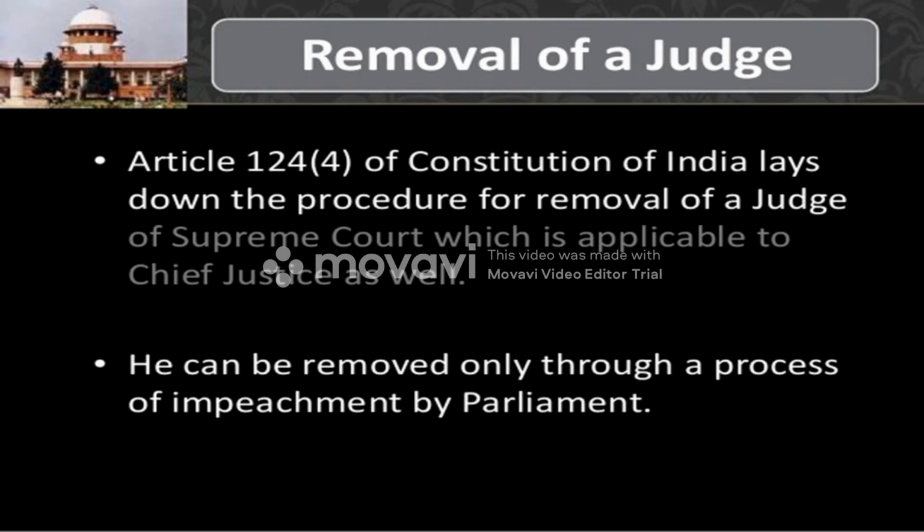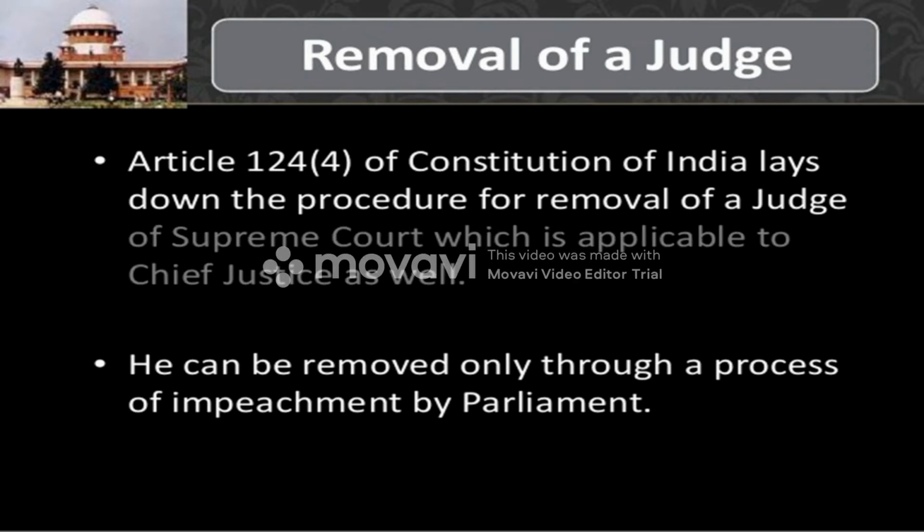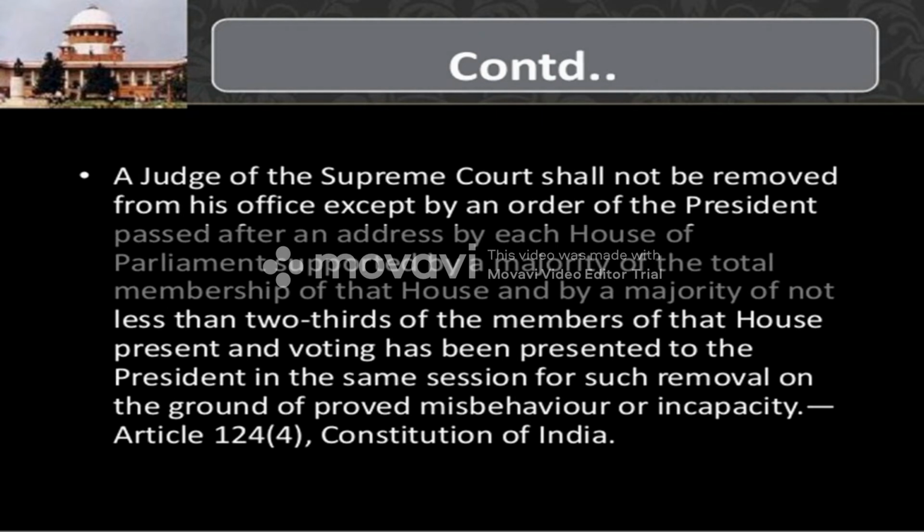Removal of a judge. Article 124 of Constitution of India lays down the procedure for removal of a judge of Supreme Court, which is applicable to Chief Justice as well. He can be removed only through a process of impeachment by Parliament.